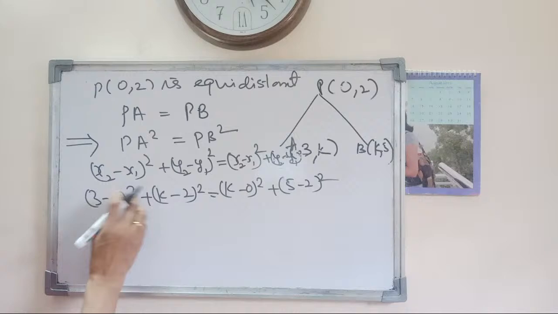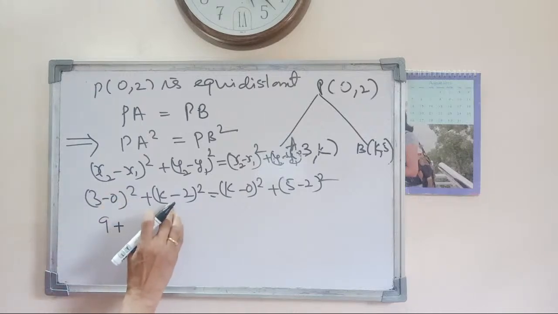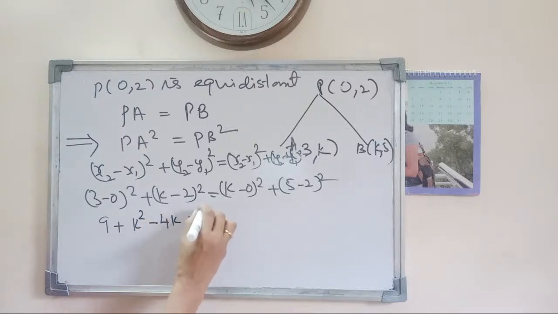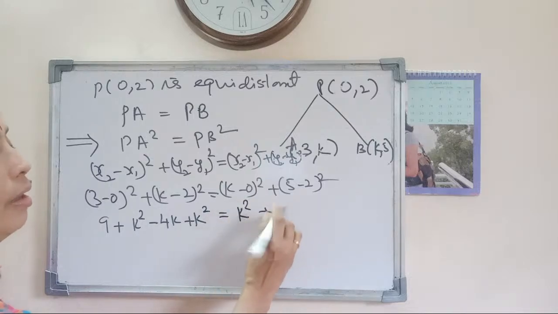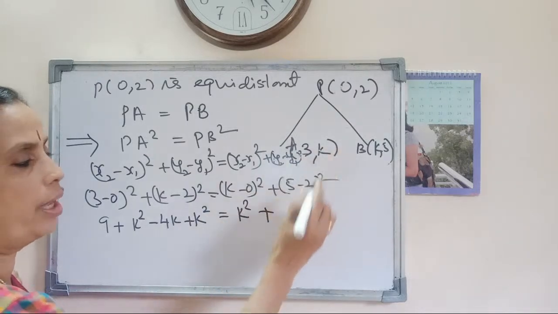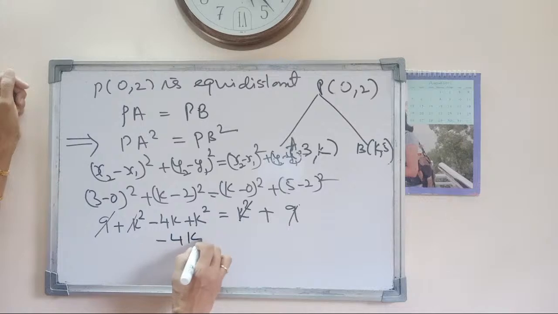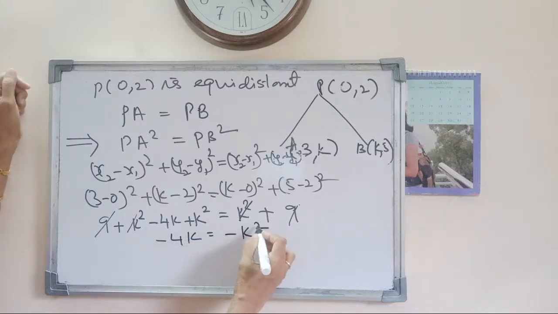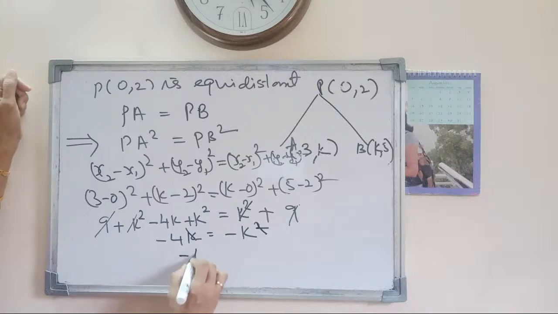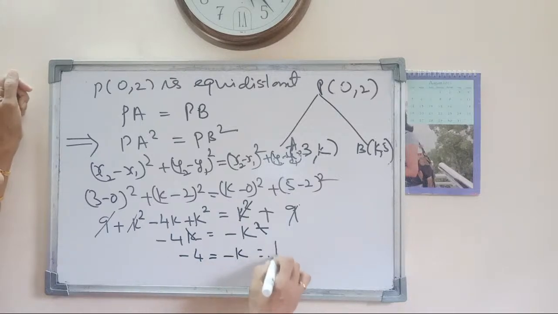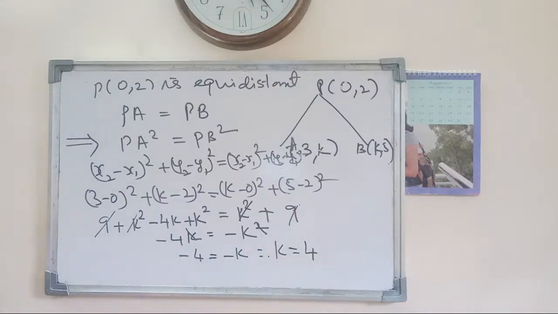What will you get? 3 square means 9. Here we have to use a square minus 2ab plus b square. 5 minus 2 is 3, 3 square is 9. So plus 9 minus 9 cancel. The k square gets cancelled. What will you get? Minus 4k equals minus k square, k again cancels. Minus 4 equals minus k.